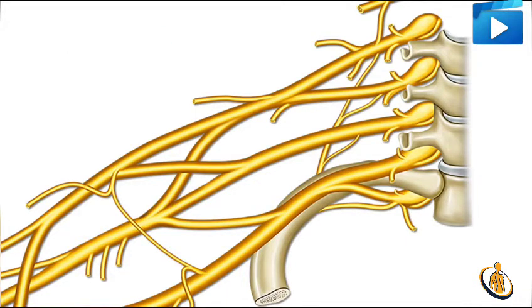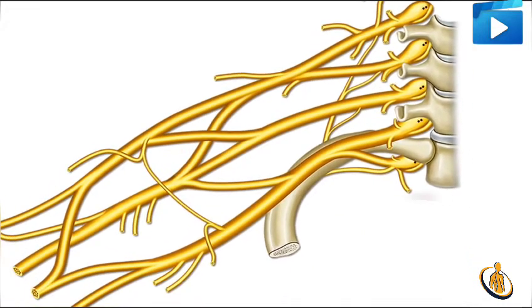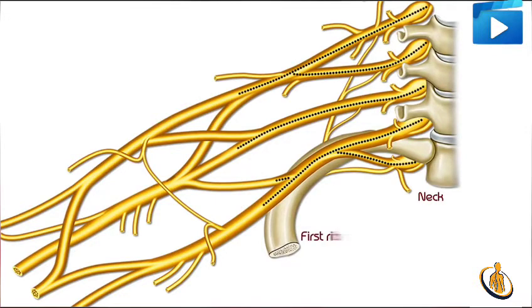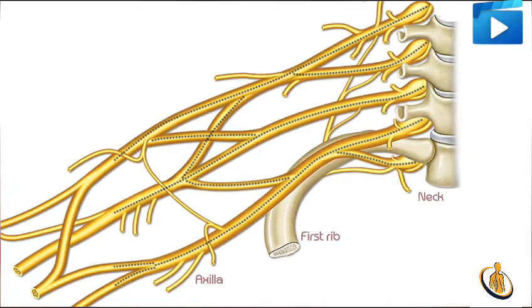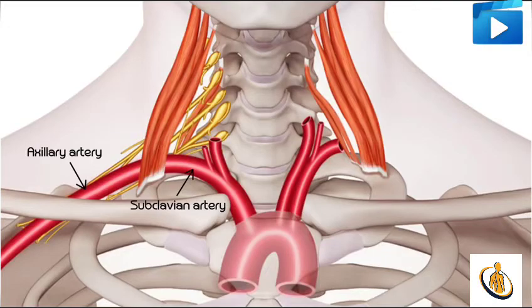What is the origin of the brachial plexus? It originates in the neck, passes infralaterally over the first rib, and then enters the axilla. If you see the proximal as well as distal parts of the brachial plexus, they lie posterior to the subclavian artery as well as the axillary artery.